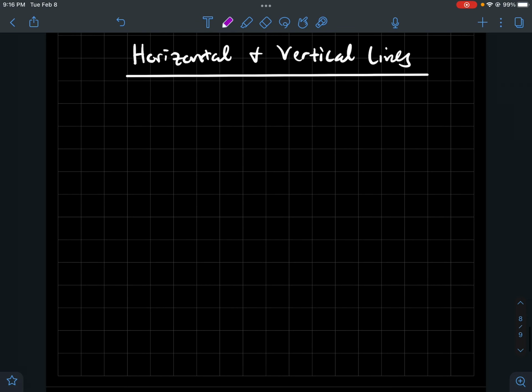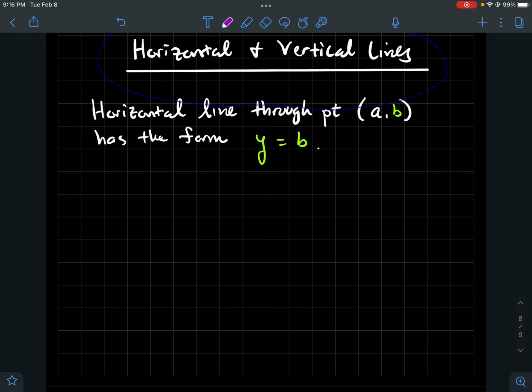All right, horizontal and vertical lines. And let's see, a horizontal line through a point (a, b) has the form just y equals b. And maybe what you might notice here, the slope is equal to 0, right? It's like 0x plus b, which is the same thing as this here because there is no x. That means it must be 0x there. So a horizontal line has slope 0.